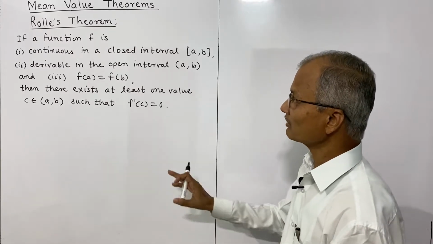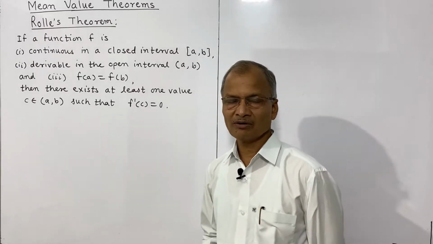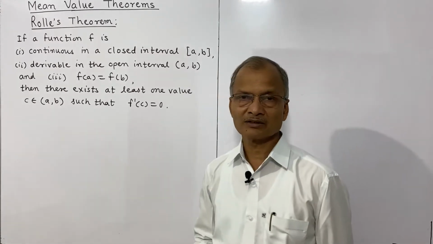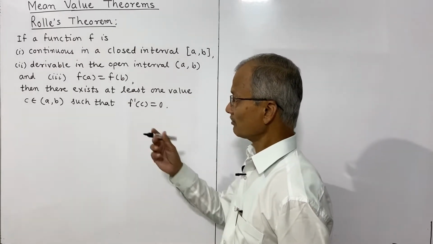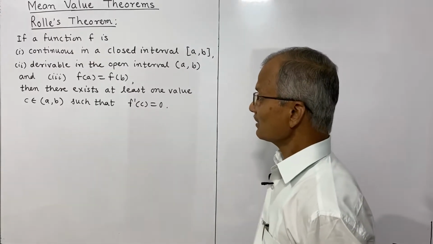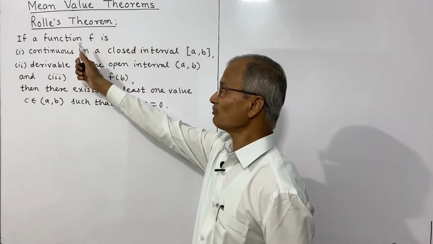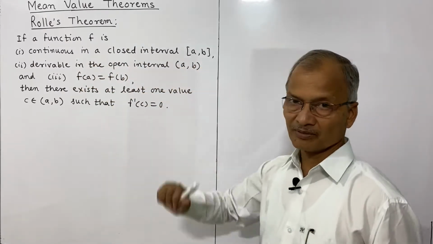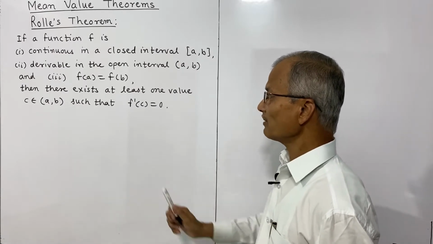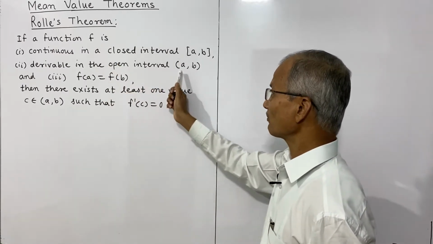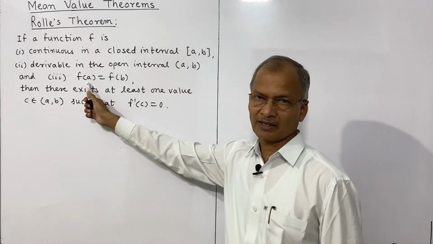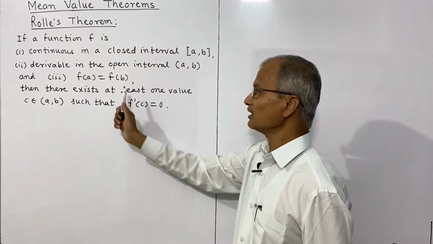Before Lagrange mean value theorem, we are going to study Rolle's theorem because it has one more additional condition than Lagrange's theorem. There are three conditions we see. The function must be continuous in closed interval a comma b, and the second condition is derivable. The function must be derivable in open interval a comma b, and the third is the values of the function at a and b must be equal, that is f of a is equal to f of b.